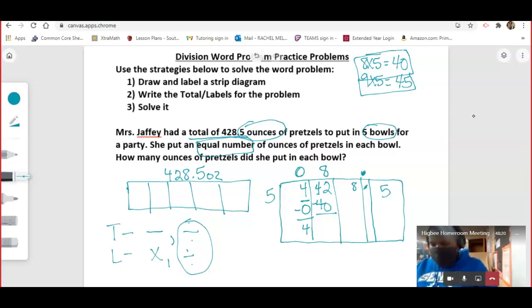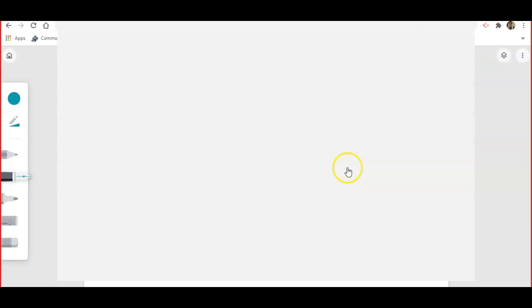All right, so I'm left with 2. And now the 2 goes to the next place value. So how many 5s can I get out of 28, everybody? I'm hearing people in the room say 5.